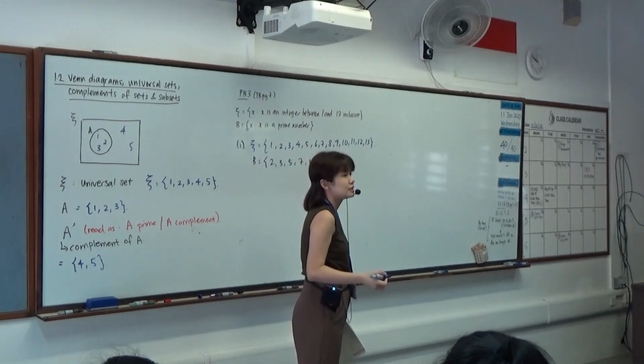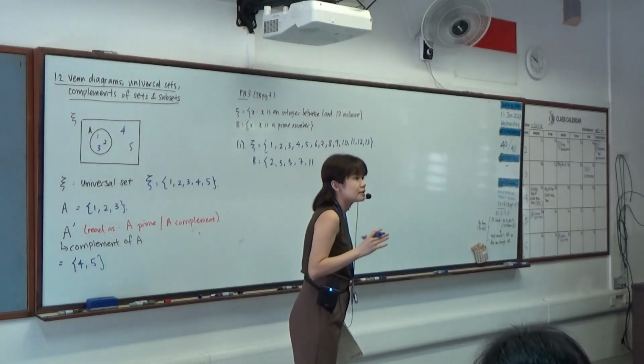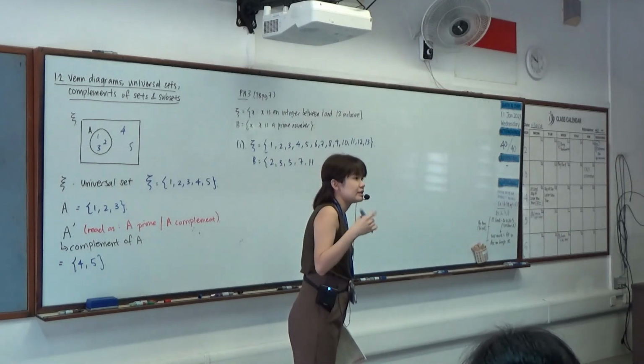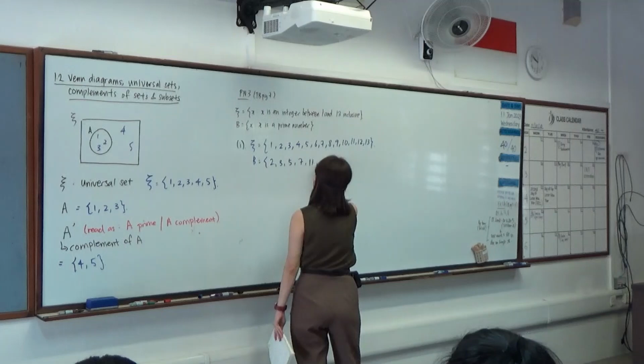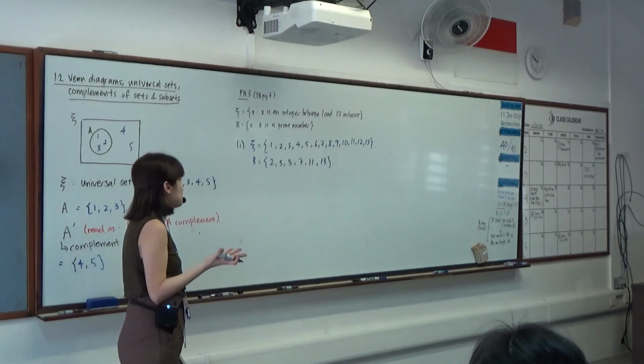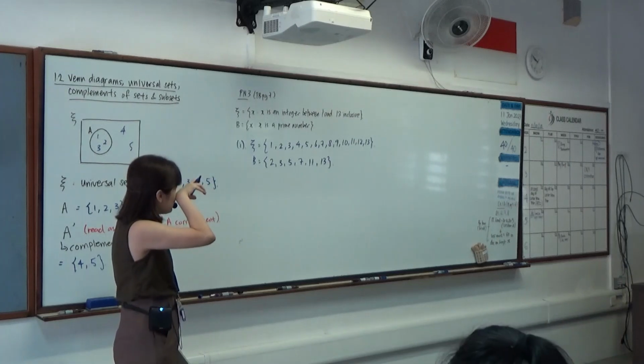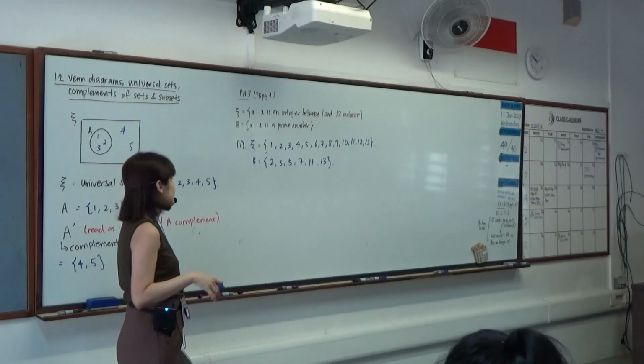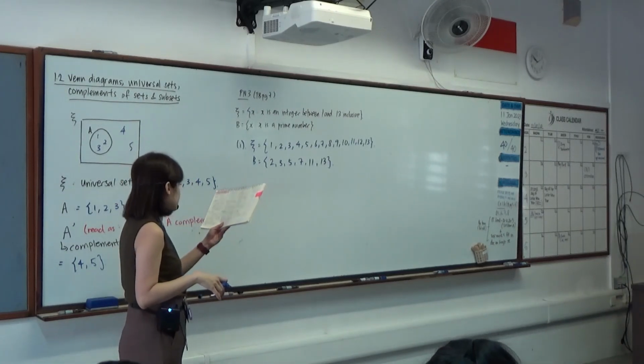Anything else? Okay, anything else? Sorry, 13, okay. Sorry, because it's just eyes, I cannot see any lip movement, I cannot quite hear you as well. Okay, so 2, 3, 5, 7, 11, 13, so those are the elements in the set B.